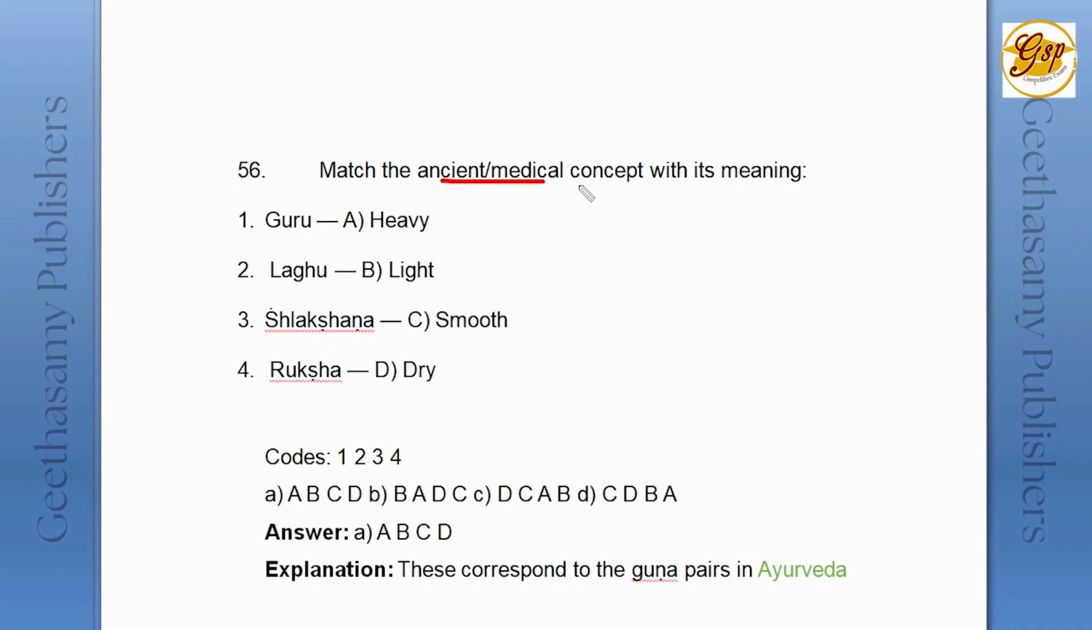56th question. Match the ancient medical concept with its meaning. Guru, heavy. Laghu, light. Slakshna, smooth. Ruksha, dry. So it is in the same order. All are true, A, B, C, D. These correspond to the guna pairs in Ayurveda.